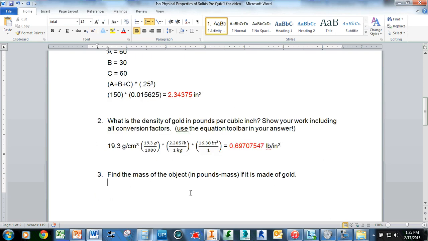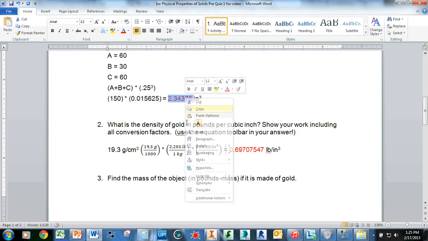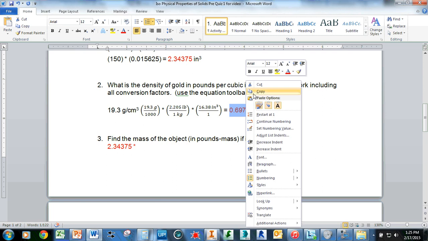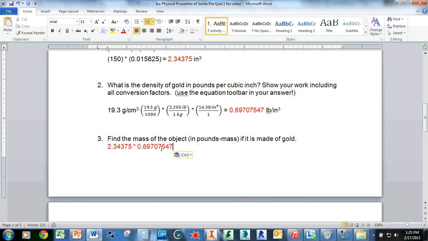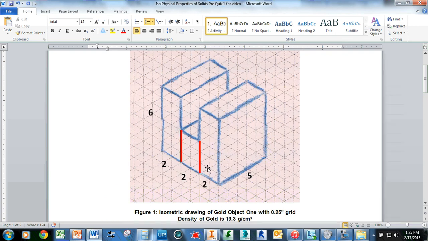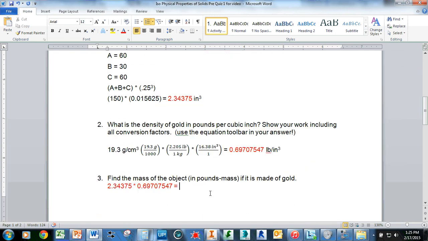To find the mass of the object or the weight of the object, all we have to do is multiply our volume that we got in number 1. We have our volume right here, which was 2.34375 cubic inches. And we multiply that times our pounds per cubic inch. Because I gave it to you in grams per cubic centimeter, we're trying to say, what's the total weight of the object now? So we need to multiply that times our conversion number.